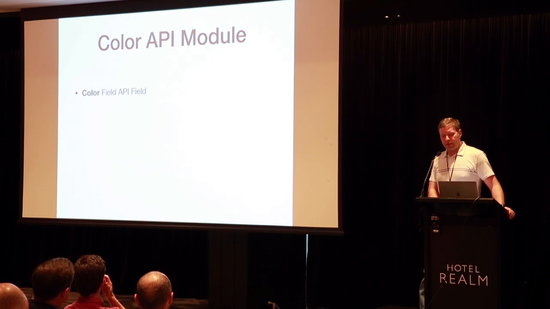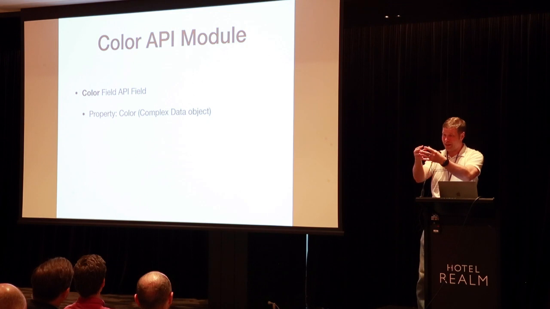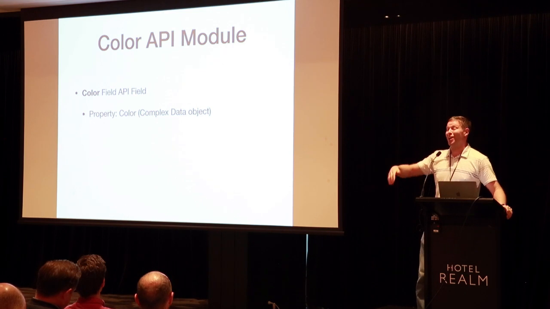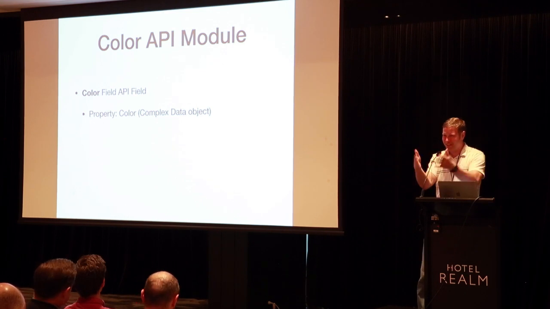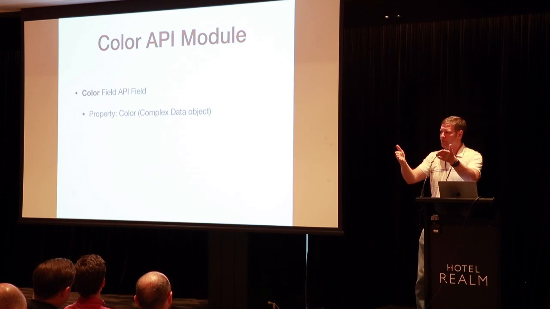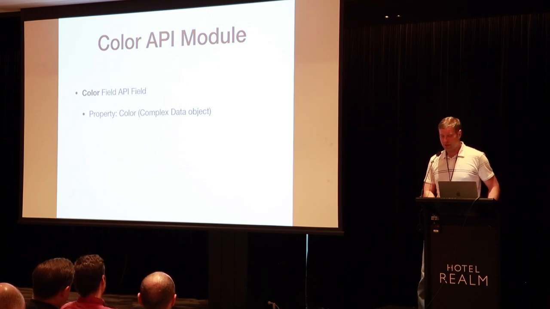So the module also provides a color field API field. And it's just got one property, which is color. Now, on the last slide, I showed how I created the color complex TypeData API object. This field has one property. That property is a color. The color holds a hexadecimal color and an RGB color. So you can start to see how this is building up. So now developers, or not even developers, site builders, can add a color field to their content types or to their entities, which now allows the storage of these low-level colors to be used in various ways.